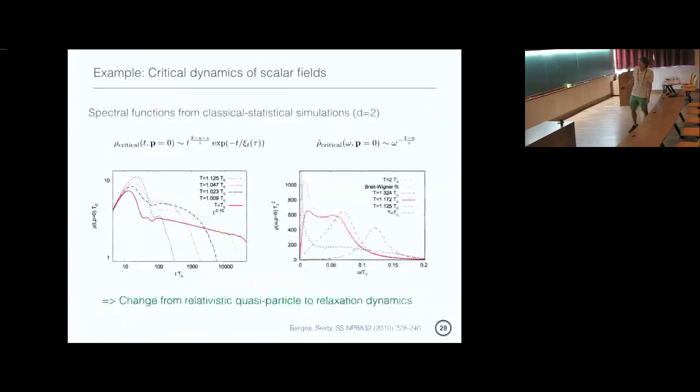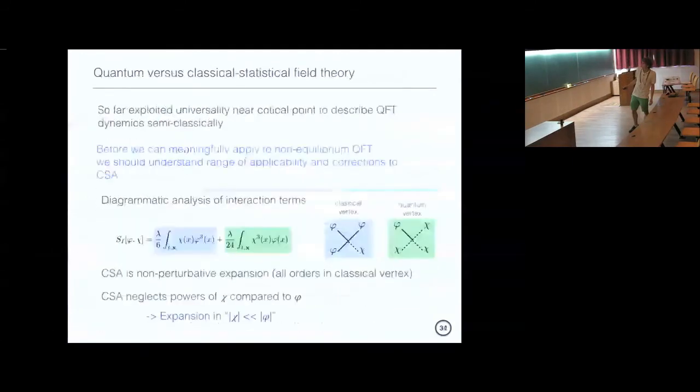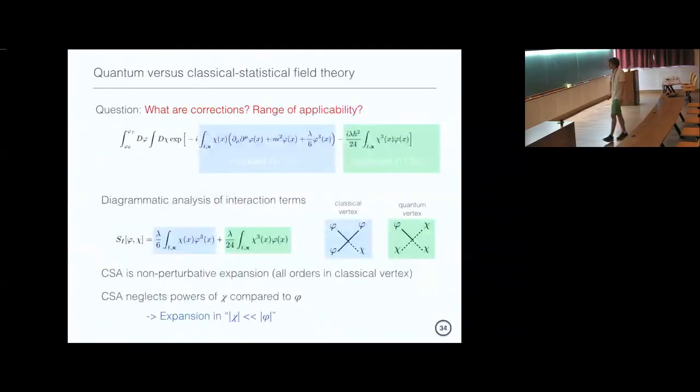Okay, so let's continue. We have the classical and the quantum vertex. What we learned from this analysis is that it's an expansion in powers of the quantum field over powers of the classical field. But this statement is not meaningful under the integral, so we can only make a statement at the level of correlation functions. So what do I mean by this?